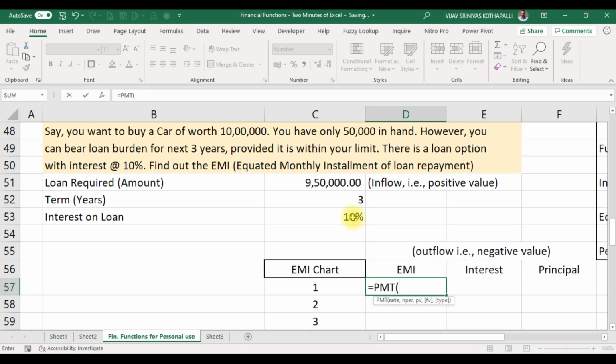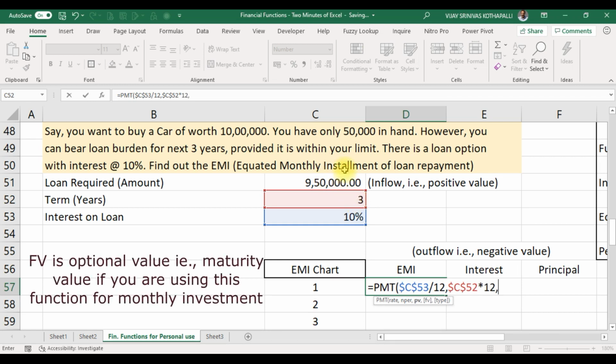Because I am making equated monthly installments, I need to divide the rate by 12. I am freezing it so that I can copy across 36 months. Then you have the period, that is NPER. So let's freeze this. Because it is monthly installments, I need to convert that into per month, so that will be multiplied by 12. Then the present value is the loan you have taken, that is a positive value because that's an inflow for us.